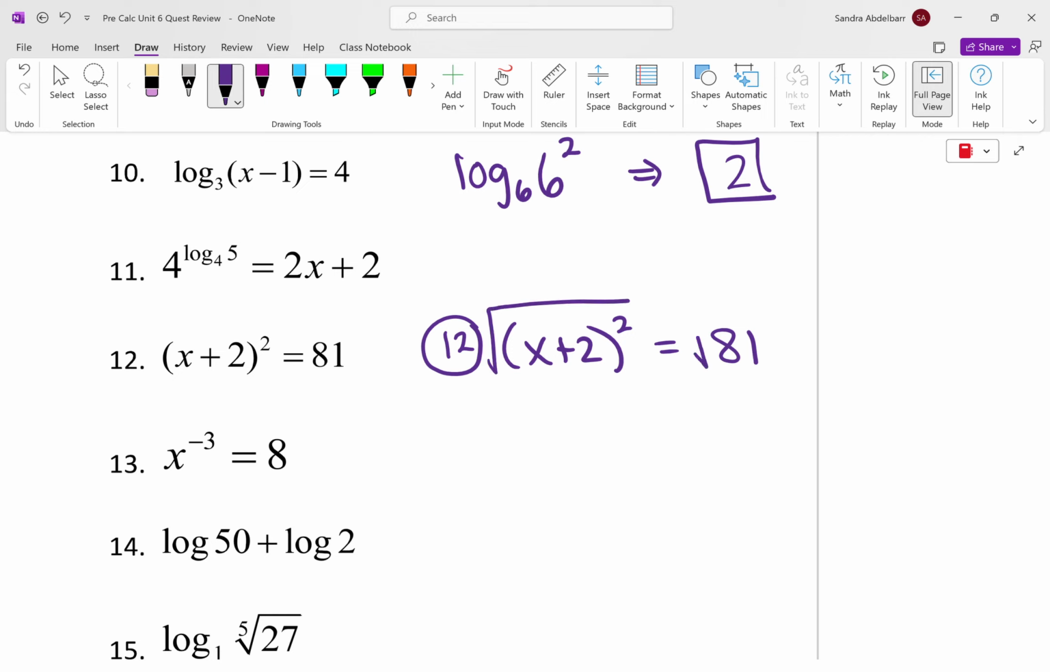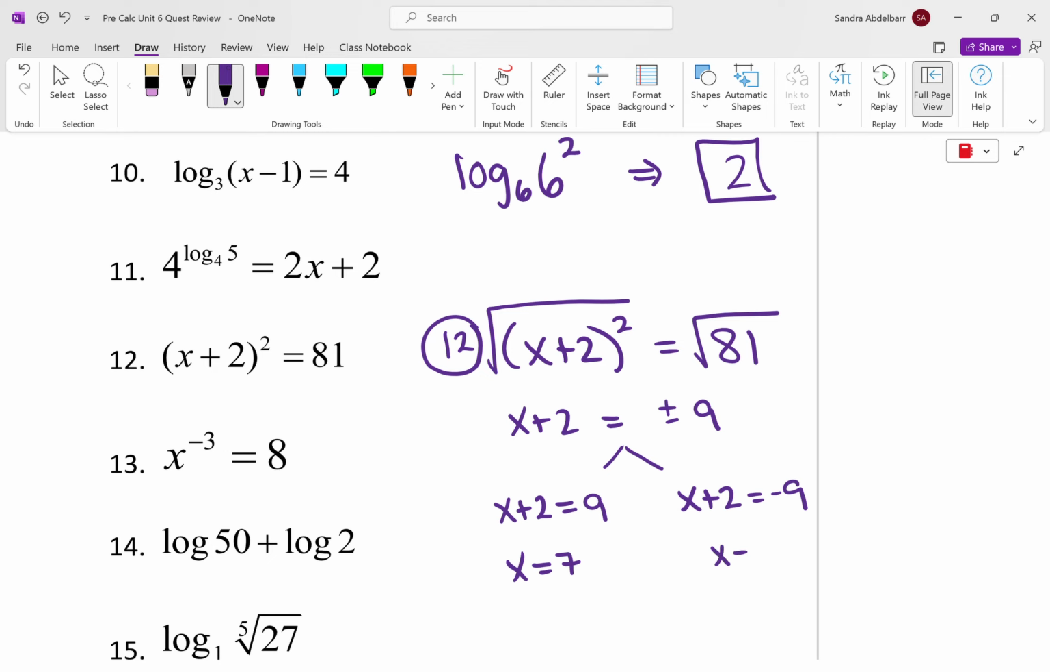X plus 2 quantity squared equals 81. We're solving for x. To undo a square, we take the square root. But when I take the square root of something, what do I have to account for? Plus or minus. So we're plus or minus 9. So now we're going to have two different answers. We're going to have x plus 2 equals positive 9 and x plus 2 equals negative 9. We get x is equal to 7 and x is equal to negative 11. See, it wasn't bad, Nico.